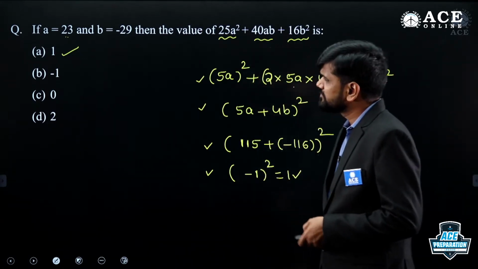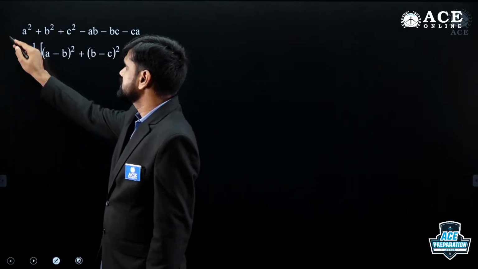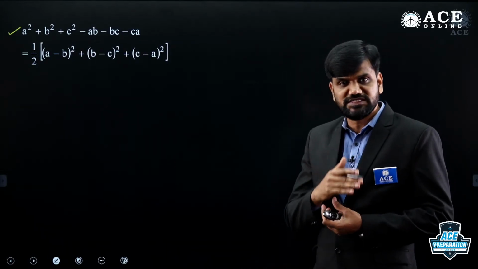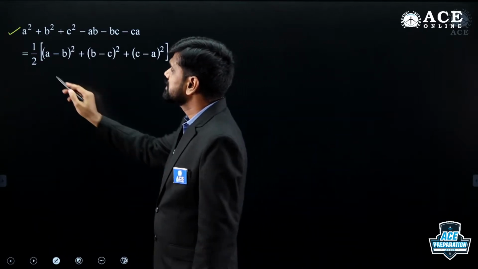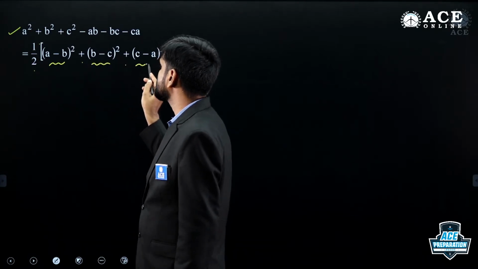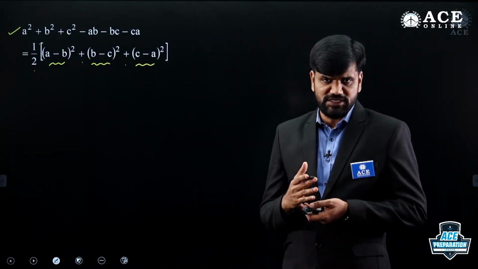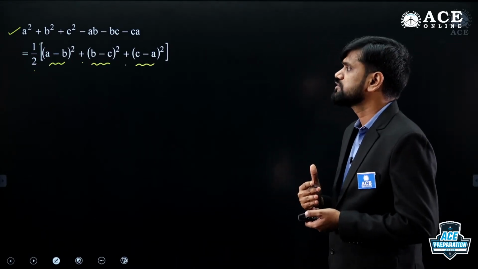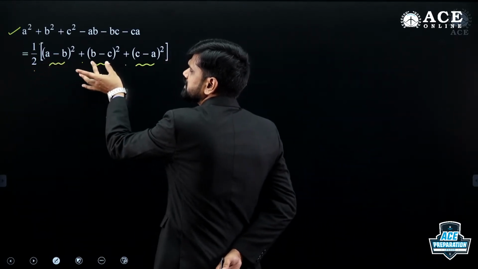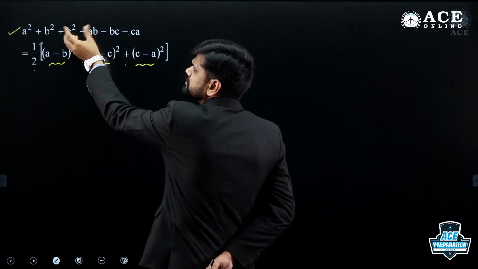Next one. I am going for another important identity here. That is a square plus b square plus c square minus ab minus bc minus ca is equal to half of a minus b whole square plus b minus c whole square plus c minus a whole square. We know the a minus b whole square formula, b minus c whole square formula and c minus a whole square formula. If you are expanding it, that will get converted to this one.